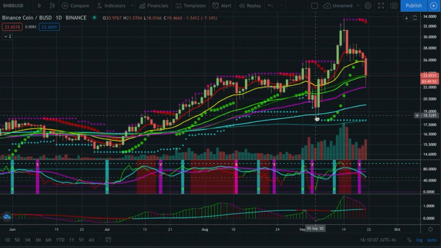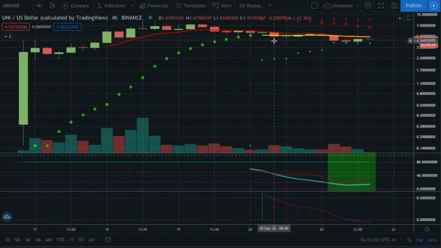The previous retest was of the 200 exponential. I would not see any reason why we can't come down and retest the 200 simple or the 200 exponential again. So that's going to put us at like $18 to $19.75.